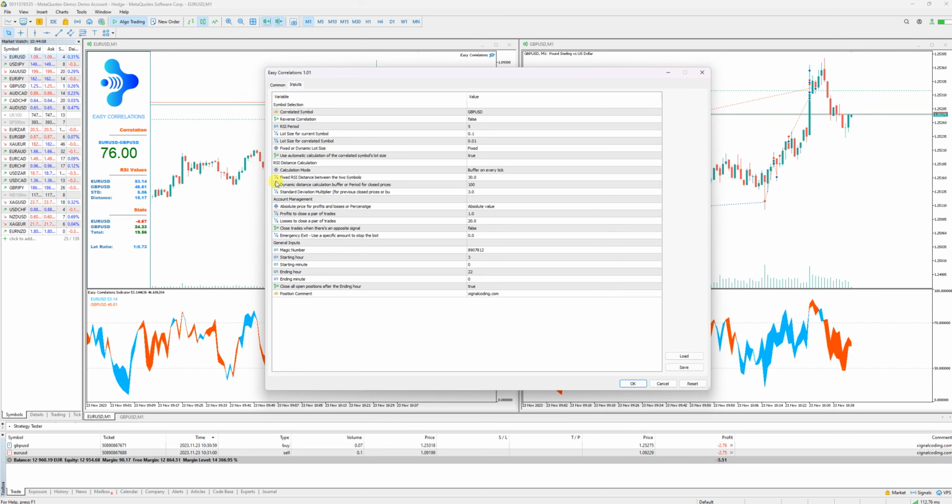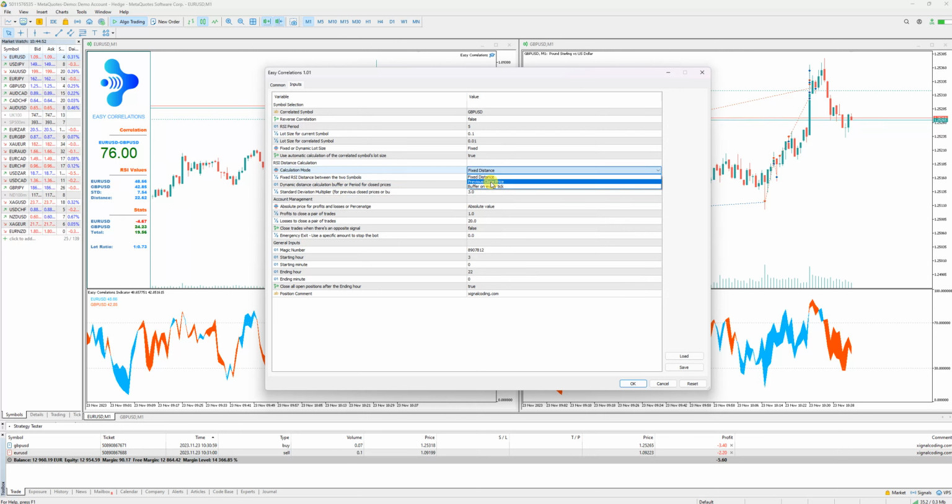So next we have the RSI distance calculation. This is quite interesting and tricky, so I challenge you to begin with a fixed distance. Fixed distance means that you can select a specific distance here. In my case, it's 30, and when the distance between these two RSI values is more than 30, we will enter the market. You can play around, you can add whatever value you want, and after you feel confident with this functionality, you can go to the other two.